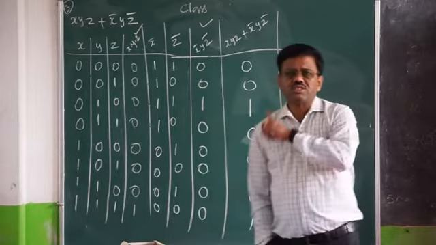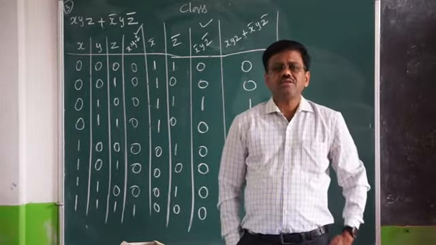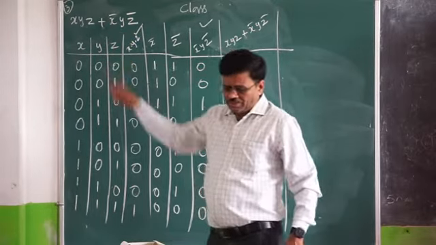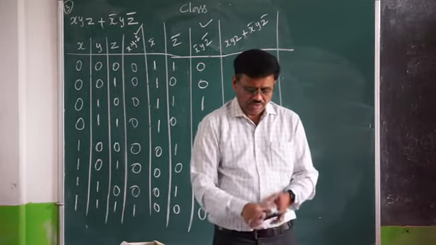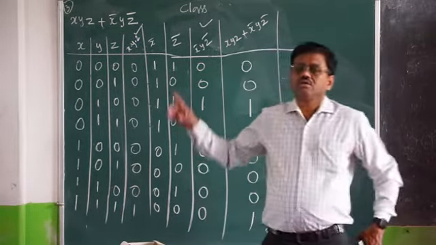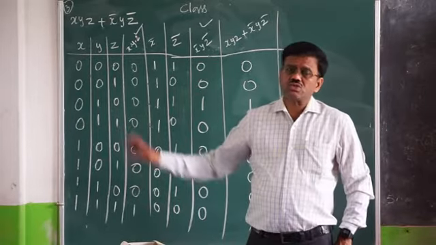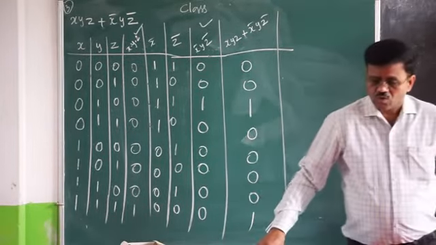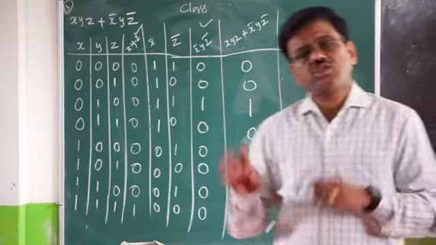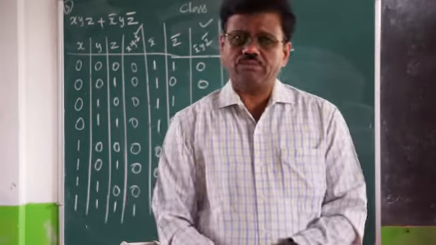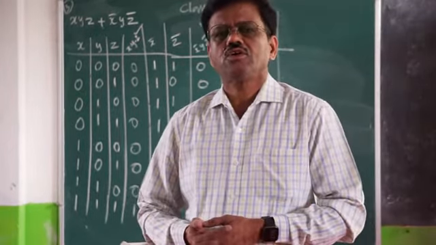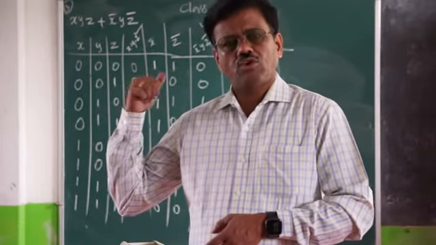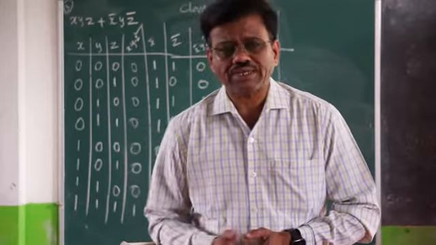Right? So this is the third problem, the given Boolean expression. I am constructing a truth table for 3 variables. Next class, we shall construct truth tables for 4 variables and we will see some postulates or theorems of Boolean algebra. Copy down all the 3 problems and practice them.